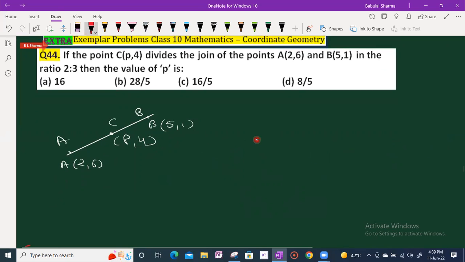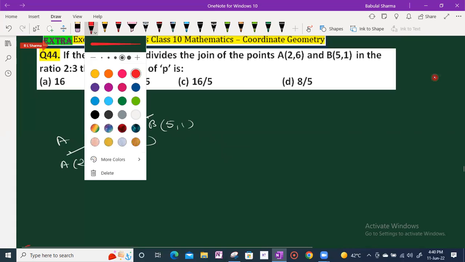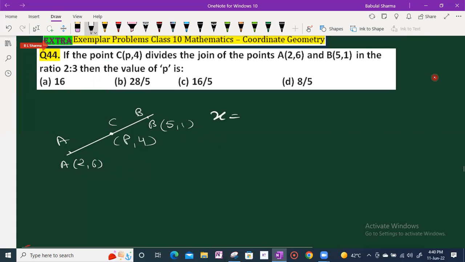Next question. If the point C with the coordinates of 4 comma p comma 4, divide the line segment AB with coordinates A 2 comma 6 and B 5 comma 1 in the ratio 2:3, then the value of P is. We know x coordinate of the point is given by the section formula, that is given by mx2 plus nx1 upon m plus n.